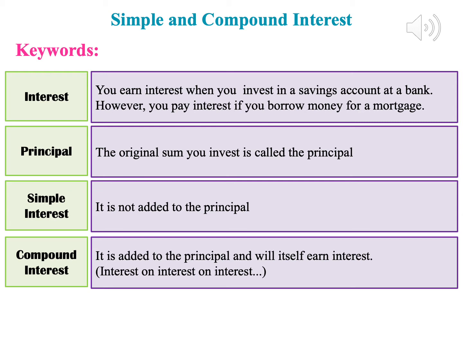Simple interest is where it's not added onto the principal amount, whereas compound interest is where it is added onto the principal amount and you will basically earn interest. And I'm going to show you two examples now where you can see this working side by side.